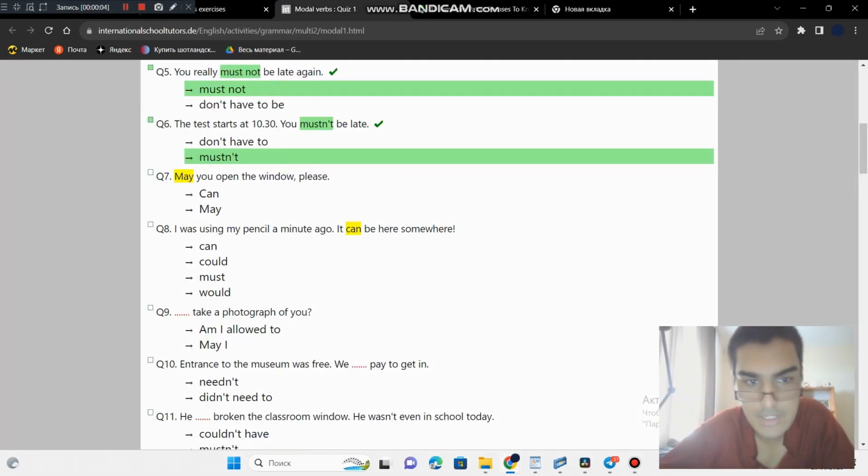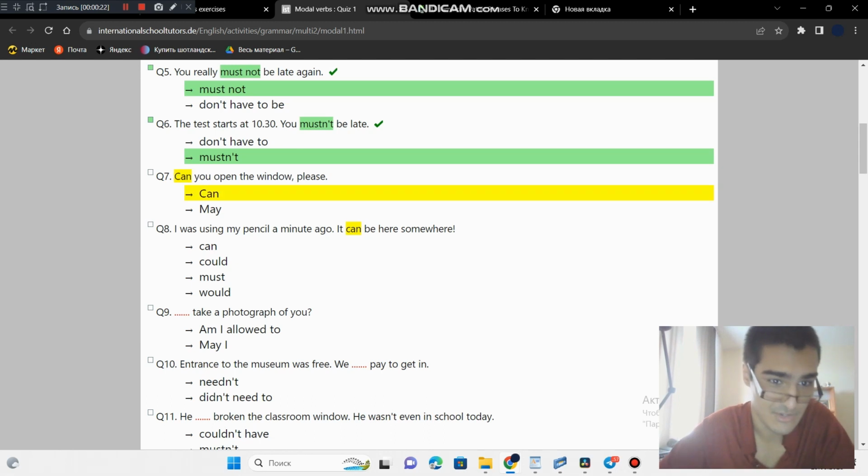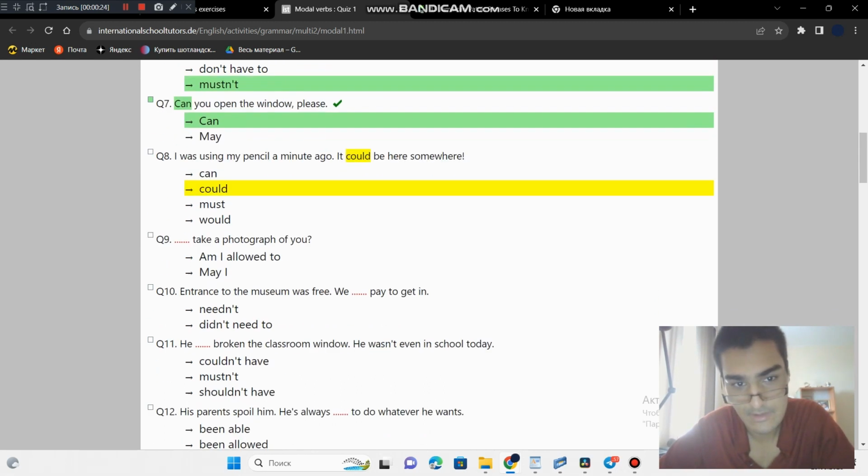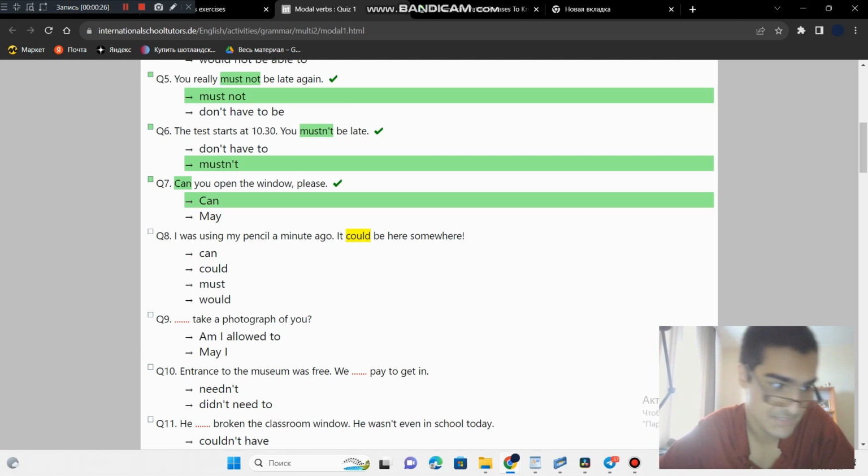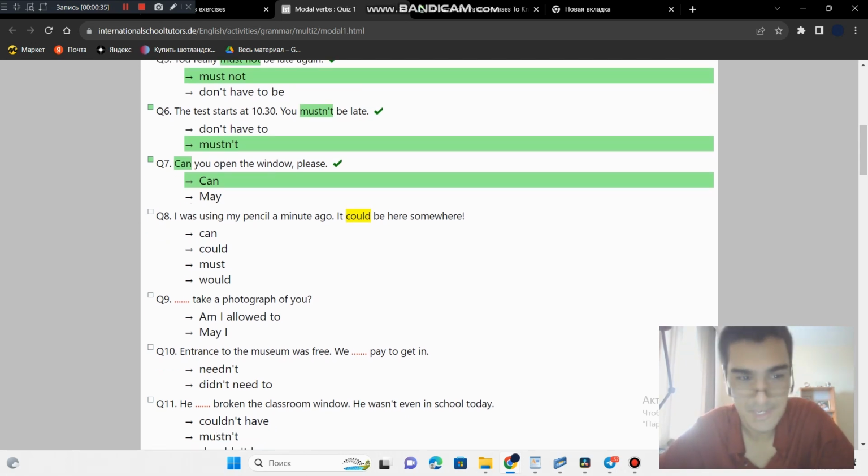Alright, so "May you open the window, please?" and "Can you open the window?" It would seem that may can be used here because you ask with good manners. "May you open the window?" But the right answer here is actually can, because you ask someone to do an action. So can he do this action? May is like a more gentle thing, I would say.